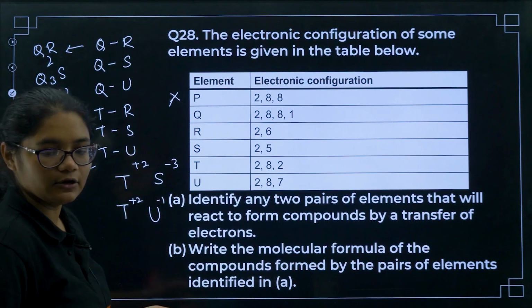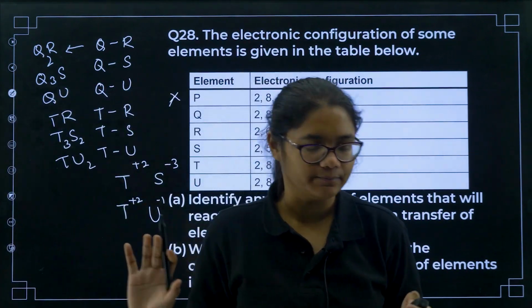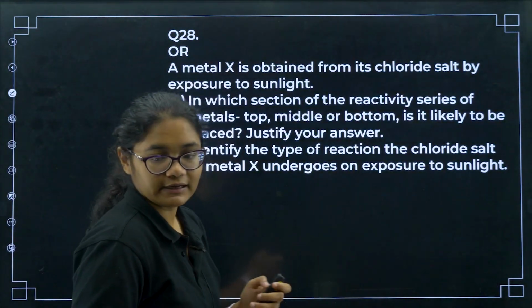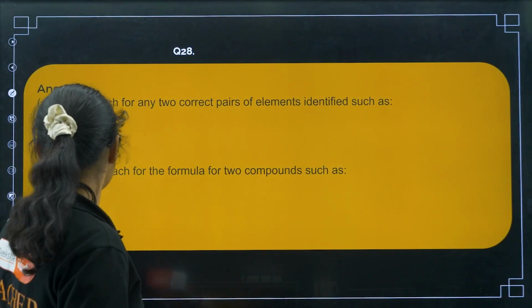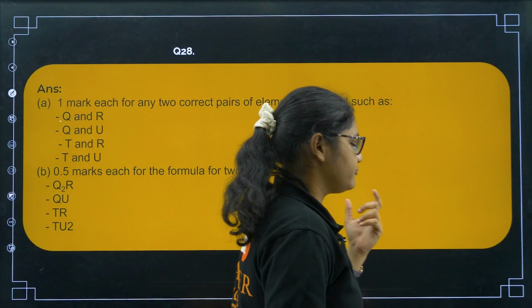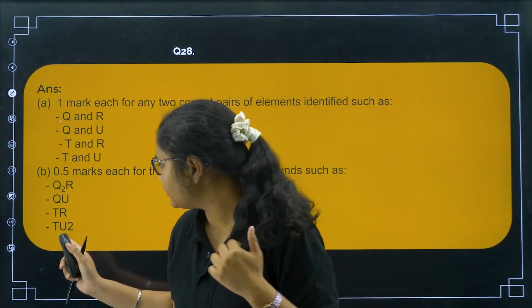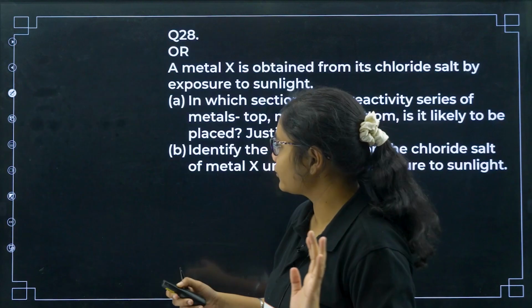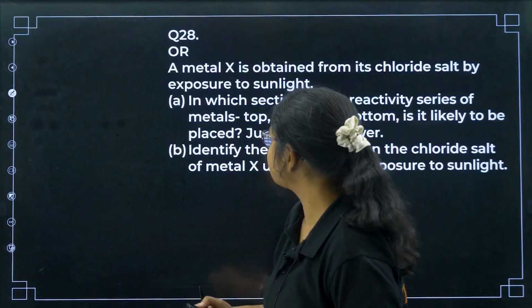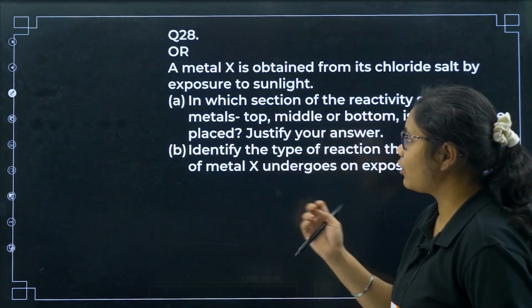You can write any 2 of them, right? You can check it here. Fine. This is the answer you can find. Next point, for each formula you can mention any 2. So Q2R, we have given, any 2 formulas you can write down. Okay. Next we'll go to the second part of the question, or this is an OR question.